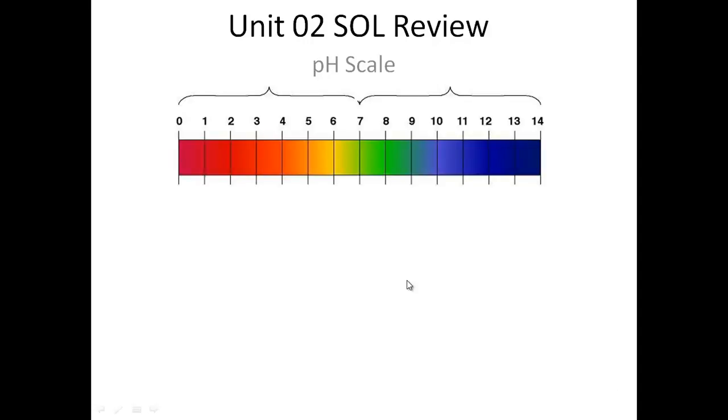Okay, Unit 2 SOL review, still from Pompano Beach. So first thing we got to talk about is the pH scale. This is going to be basically the potential of hydrogen ions.